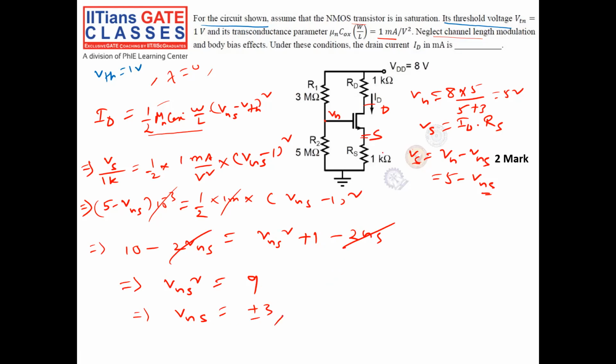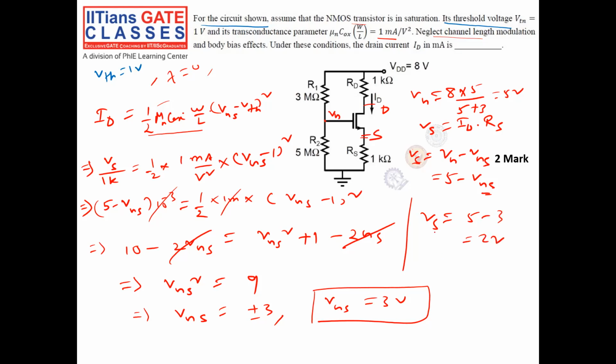And since it's an NMOS transistor, VGS should be greater than 1 volt. So VGS is equal to 3 volt. It cannot be minus 3 volt, right? Now, what is VS? VS is equal to 5 minus VGS, which is 5 minus 3 equals 2 volt, right? So what is ID? ID is VS divided by 1K, nothing but 2 volt divided by 1K, equal to 1 milliampere, right? Very straightforward question.